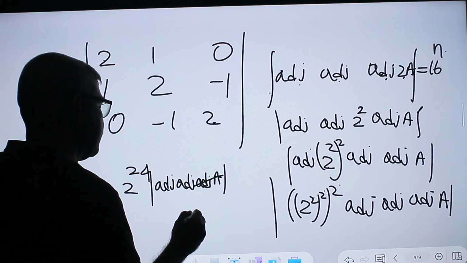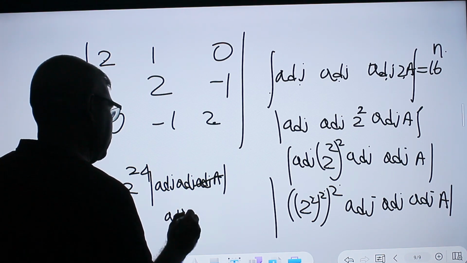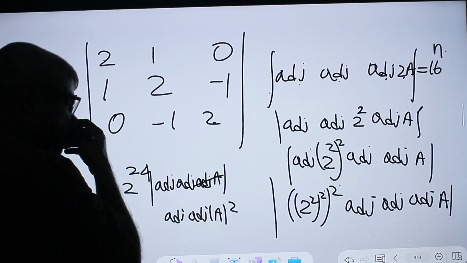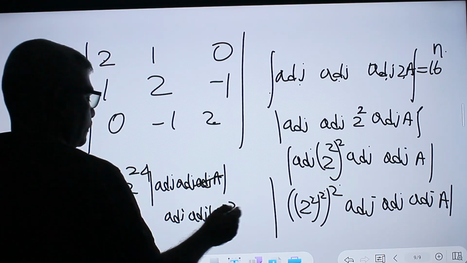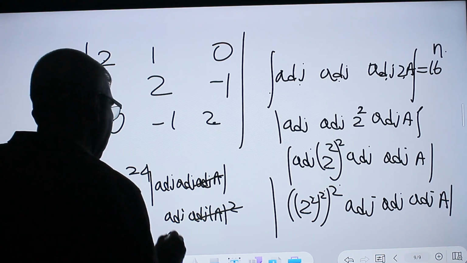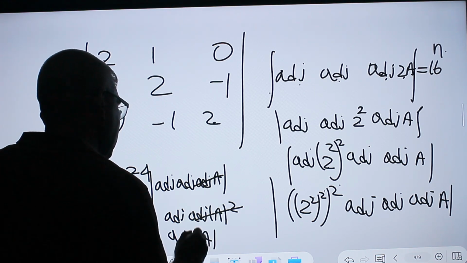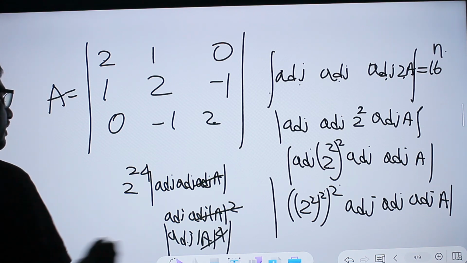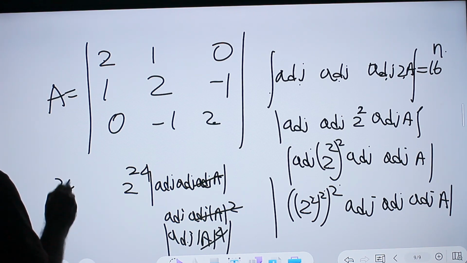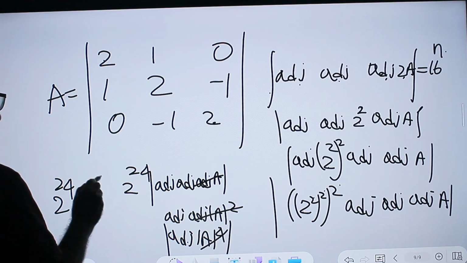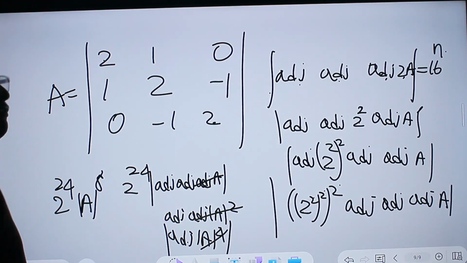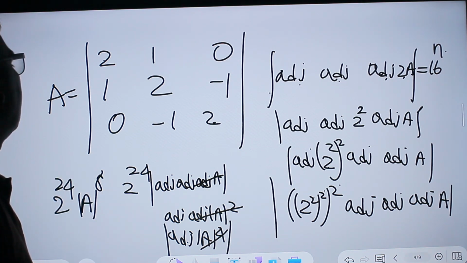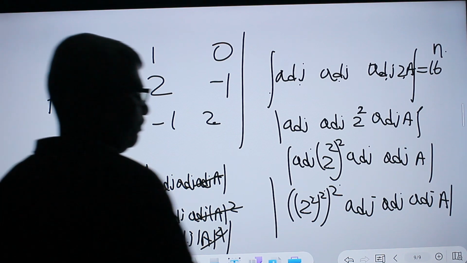This one will be adjoint A squared, then adjoint A power 4, then adjoint A power 8. So 2 power 24, determinant of A power 8. What is the value of determinant A? We found it is 4.